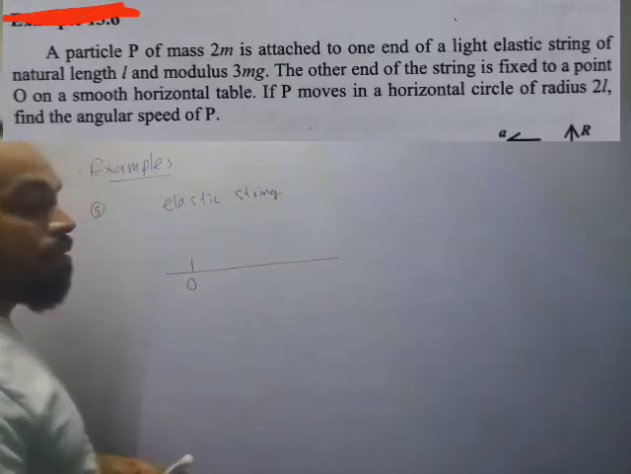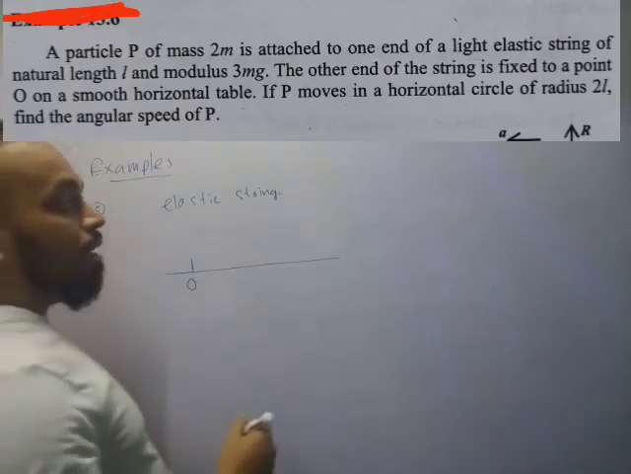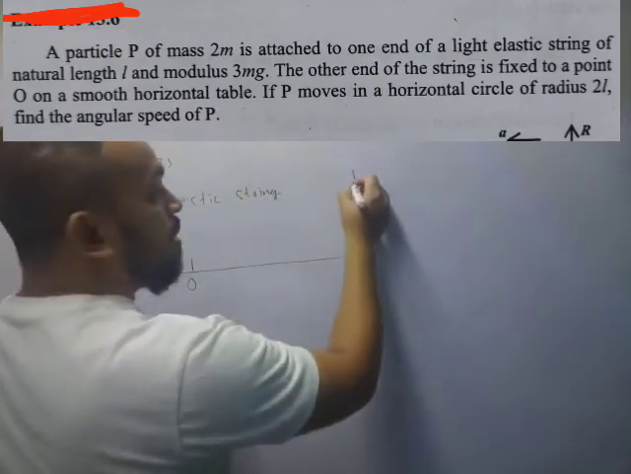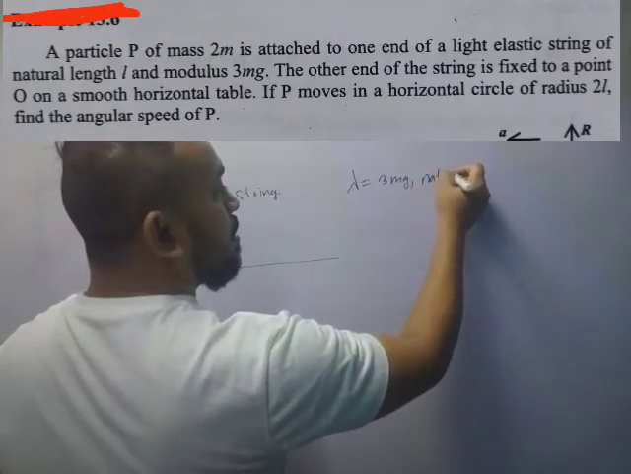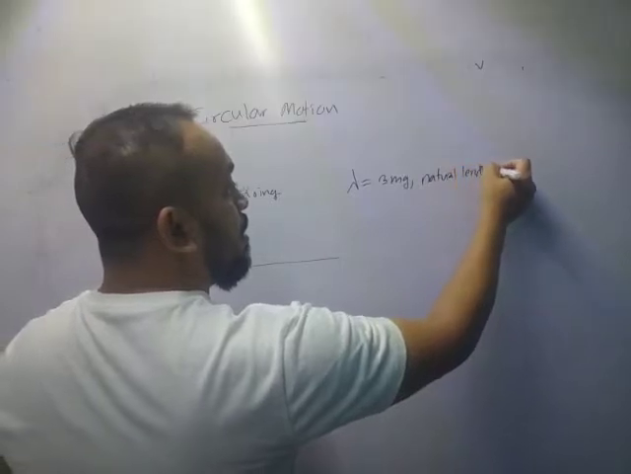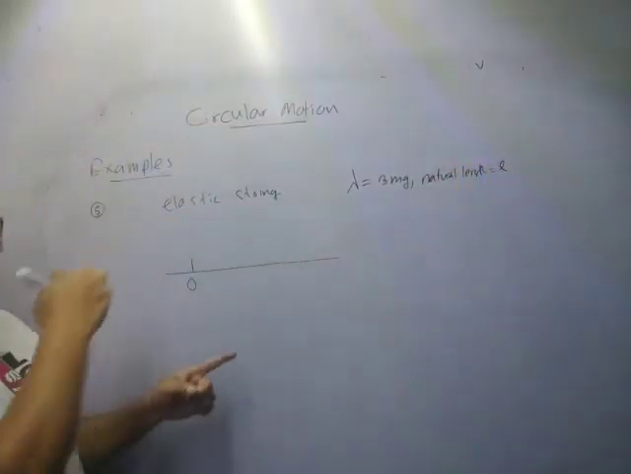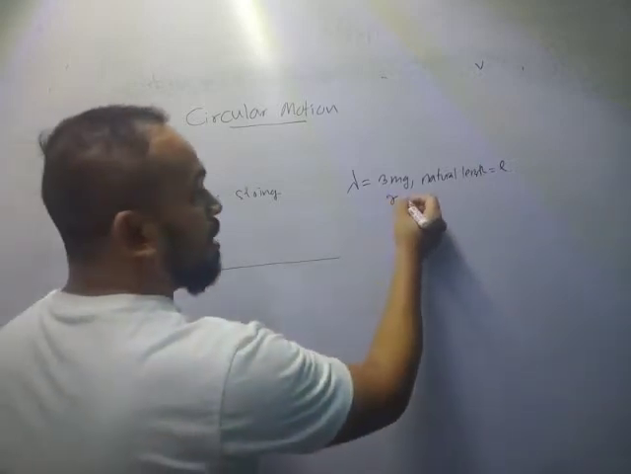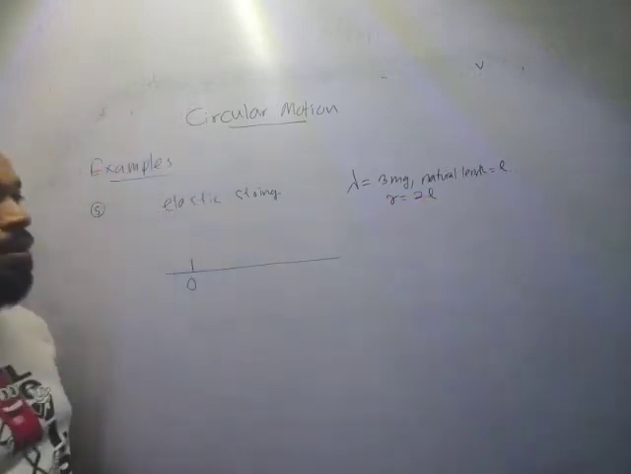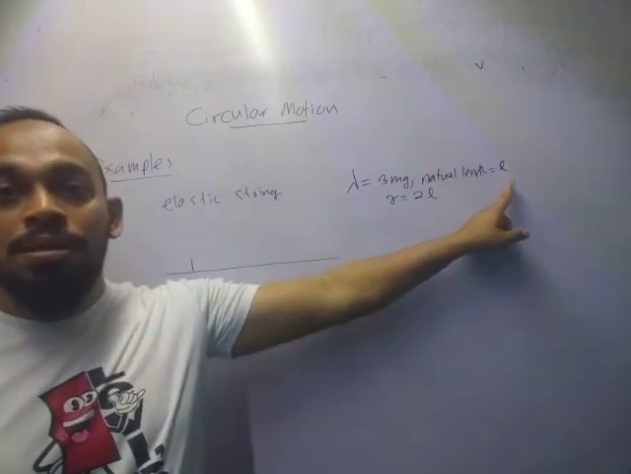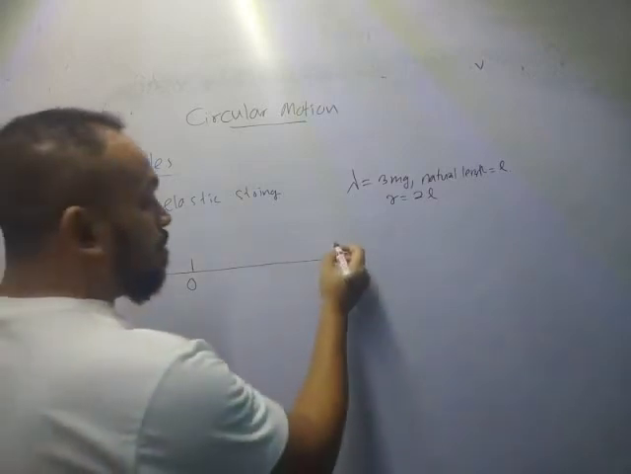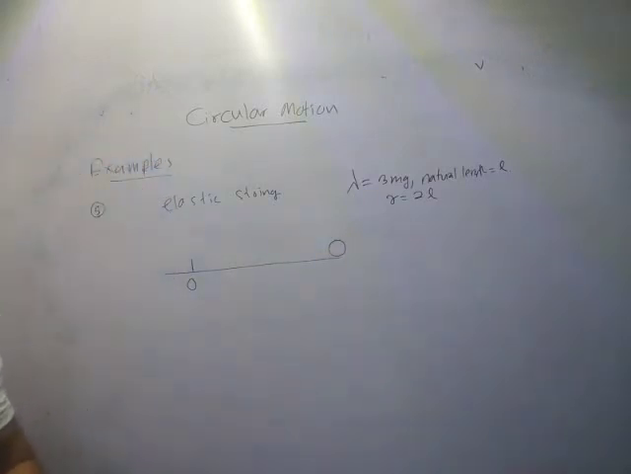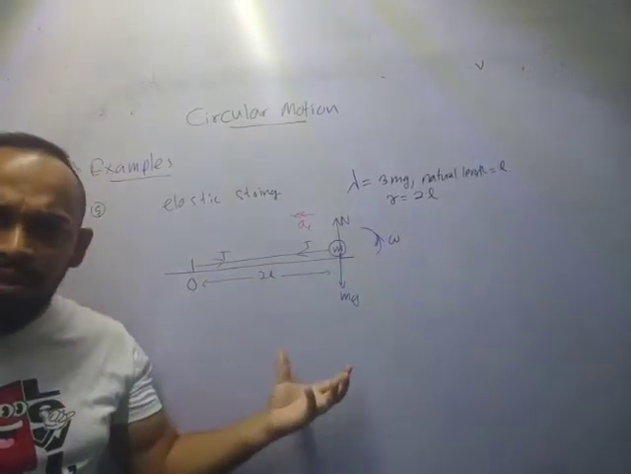Now the natural length. Natural length of the string is L, and the modulus lambda is 3mg. Natural length is L, right? So now this is moving in a circular path, so the radius they say is twice of L. So you can see that it is twice as big as the natural length.